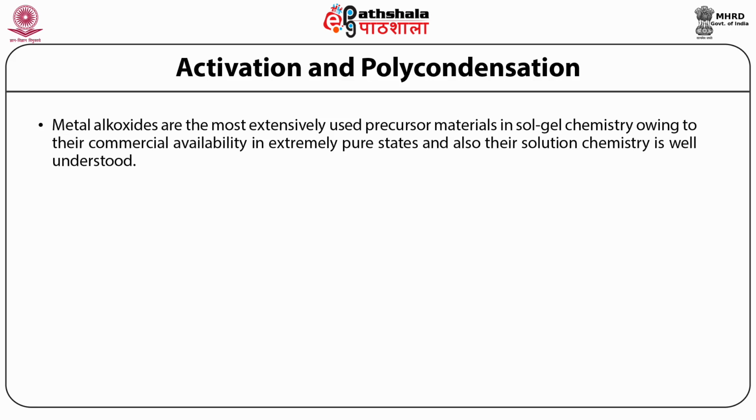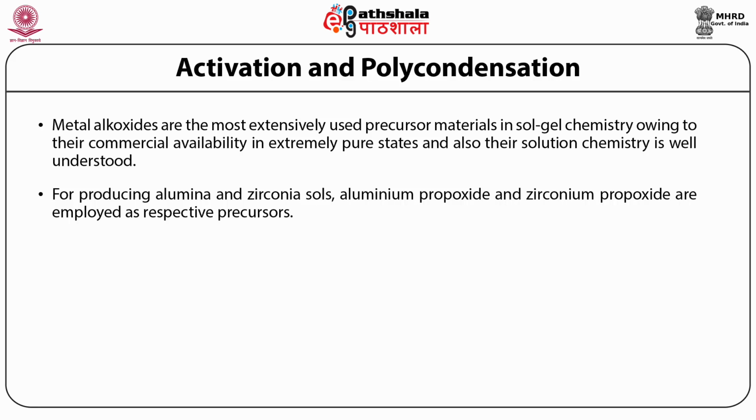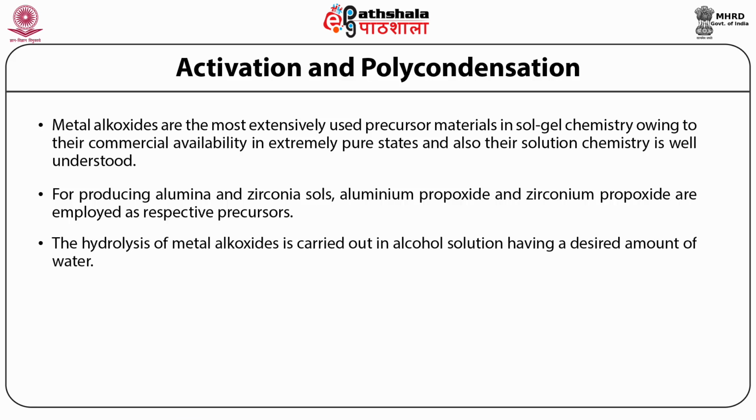Metal alkoxides are the most extensively used precursor materials in sol-gel chemistry owing to their commercial availability in extremely pure states, and also their solution chemistry is well understood. For producing alumina and zirconia, aluminum propoxide and zirconium propoxide are employed as respective precursors. The hydrolysis of metal alkoxides is carried out in alcohol solution having a desired amount of water.